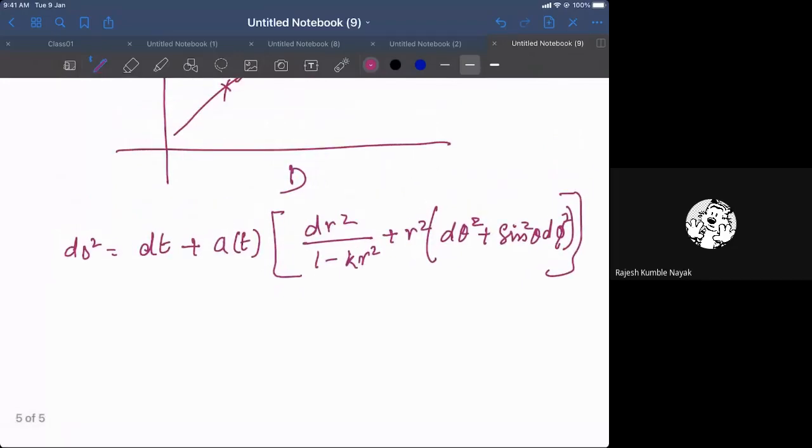It's actually maximally symmetric, and then you can compute G00 is equal to 3 by a squared into (k plus a dot squared). A dot is the time derivative of a. So this is the one equation. It should be actually 8 pi G. I cannot use k again because k is the curvature, which we have already used.